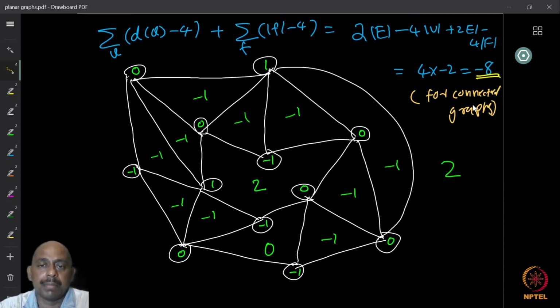With the property that we are looking at, we will again assume that the graph is connected, because for each component we can see whether the property holds, and we can make a small modification to the proof to do it for all graphs. So we will assume the graph to be connected for the time being. For a connected graph we can use the Euler identity to show that the total charge is minus 8.